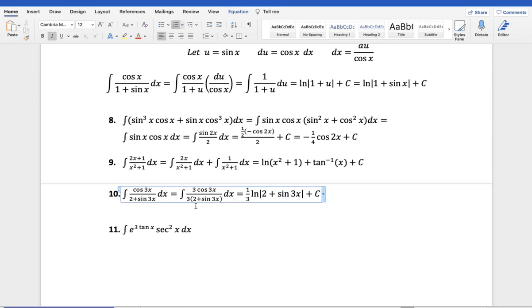Once again, I challenge you to attempt this problem using u substitution, just as a revision of what you did when solving integrals using u substitution. So try to solve this using u substitution and see if you end up getting the same solution. You should.